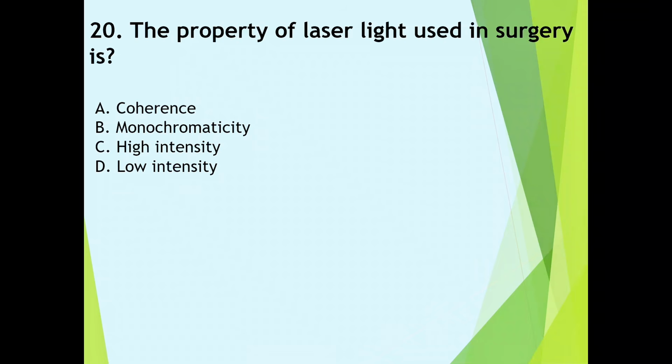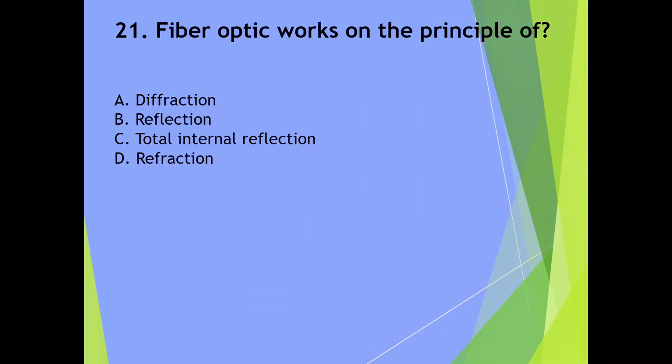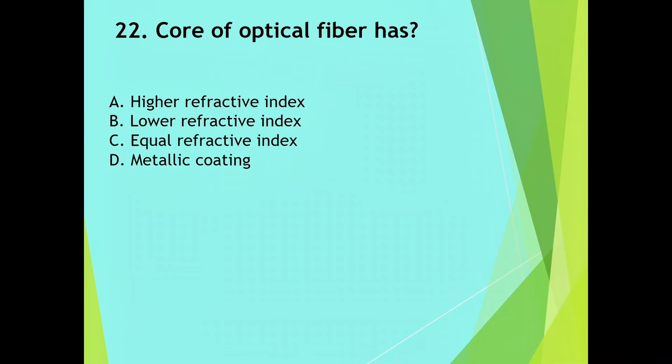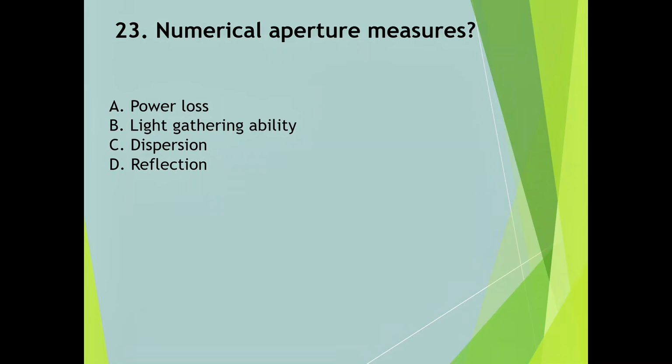Next question is, the property of laser light used in surgery is coherence, monochromaticity, high intensity, low intensity. So correct option is high intensity. So next question is, fiber optics work on the principle of diffraction, reflection, total internal reflection and refraction. So correct option is total internal reflection. Next question is, core of optical fiber has higher refractive index, lower refractive index, equal refractive index and metallic coating. So your correct option is A, higher refractive index. Next question is, numerical aperture measures power loss, light gathering ability, dispersion and reflection. So your correct option is light gathering ability.